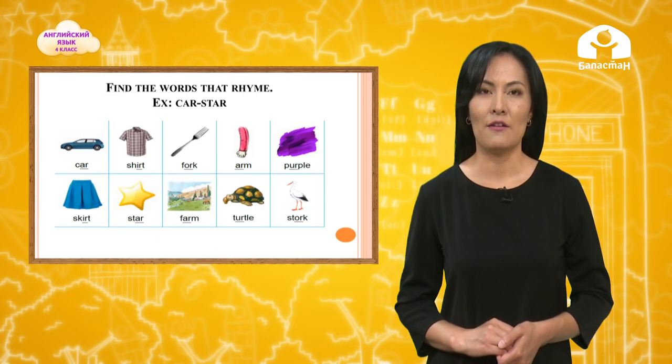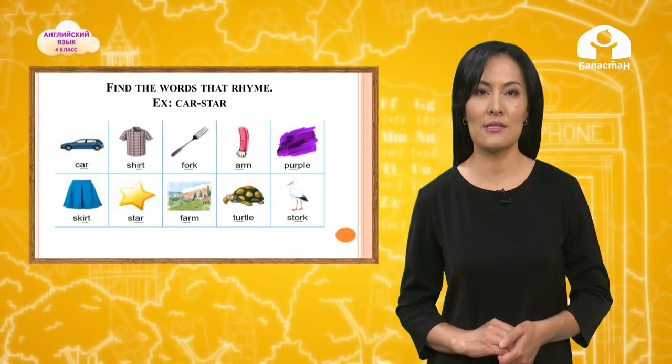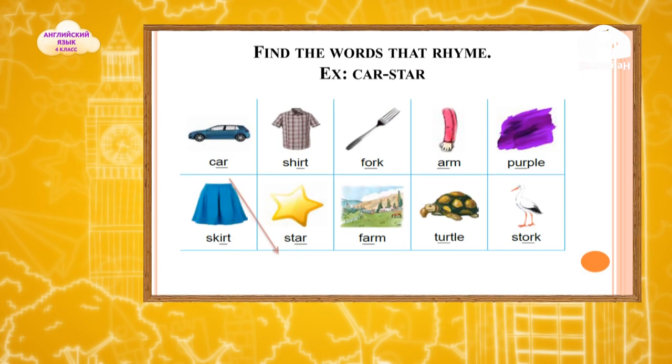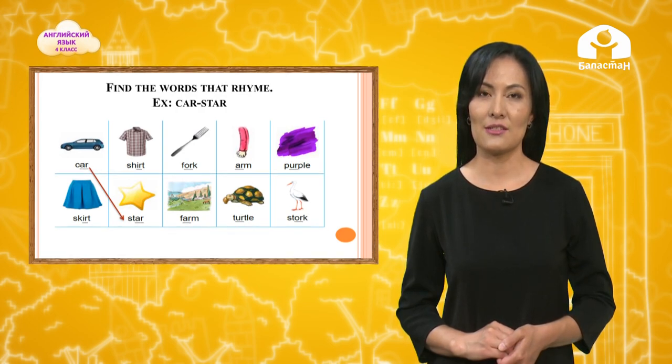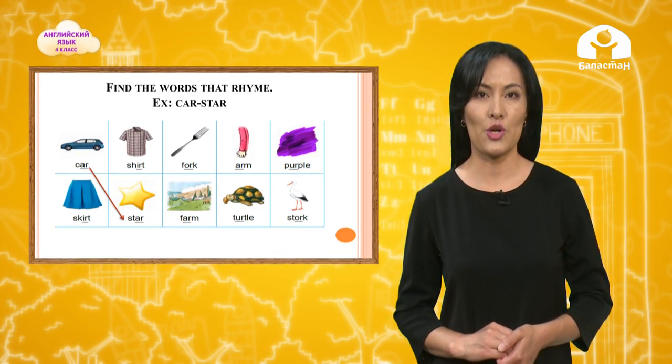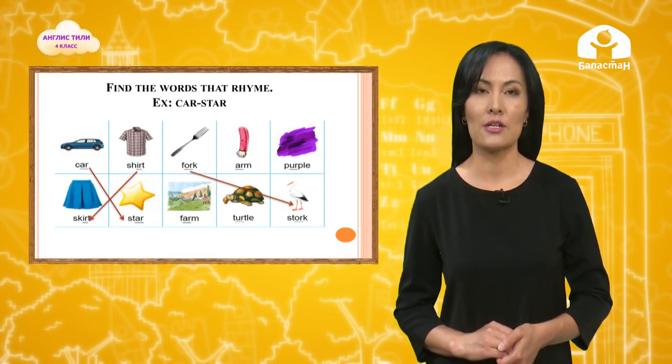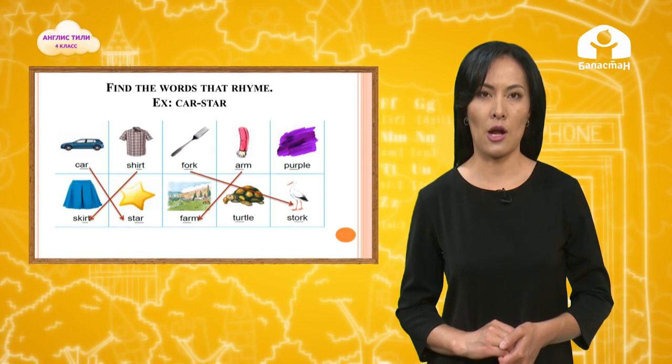Now, children, find the words that rhyme with similar sounds. For example, car, star. Look and think. Okay, let's check together. Shirt, skirt. Fork, stork. Arm, farm. Purple, turtle.